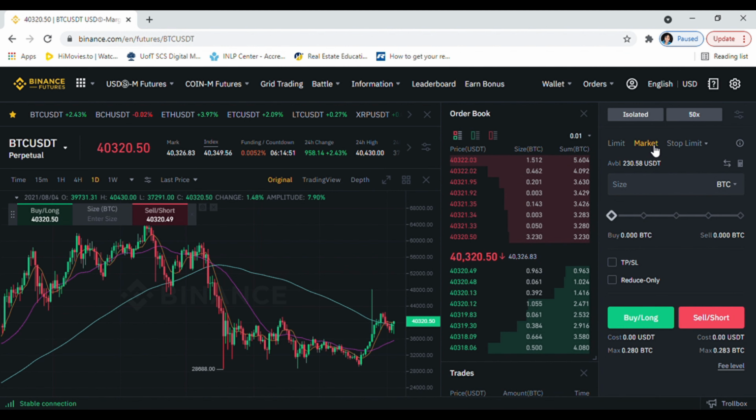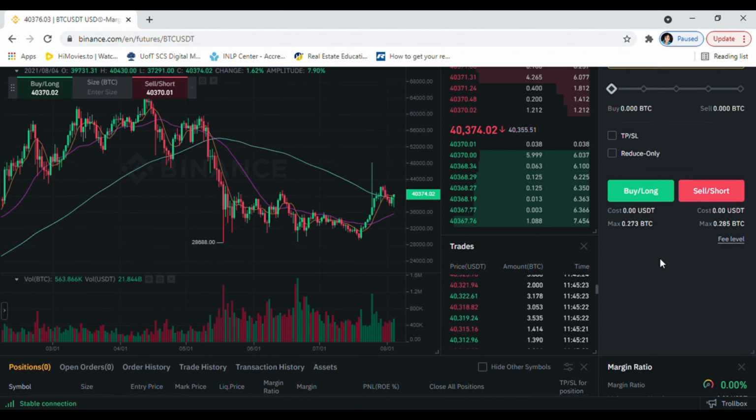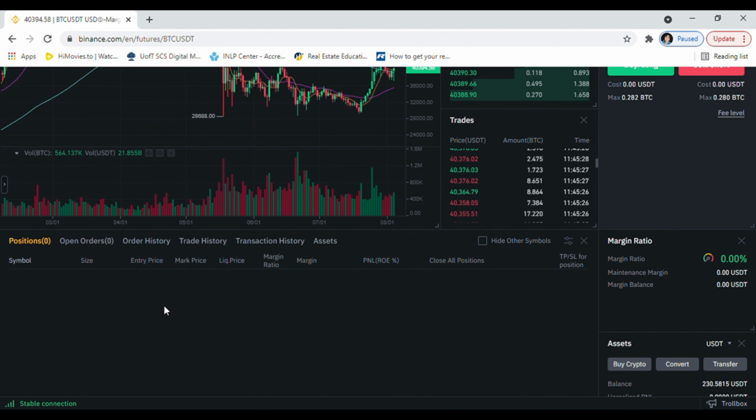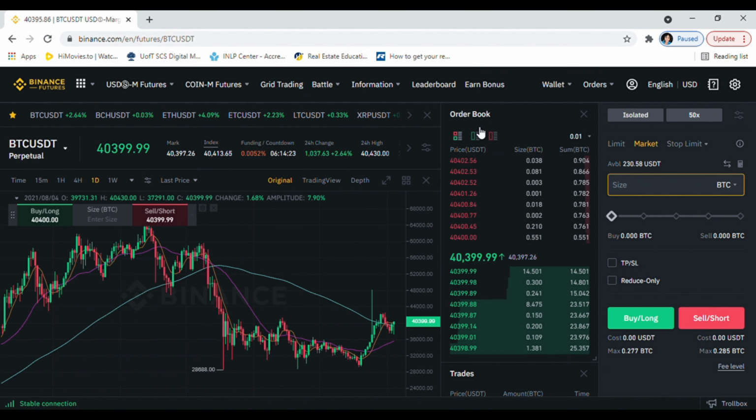Now market is the opposite. With market, you enter the market right away. So if you want to enter the market right away, then you choose market. Here the only thing you need to do is put the amount of Bitcoin that you want to trade with, and then you will automatically enter the market. You just enter instantly. This is good if you just spotted a good opportunity and you want to enter right away.